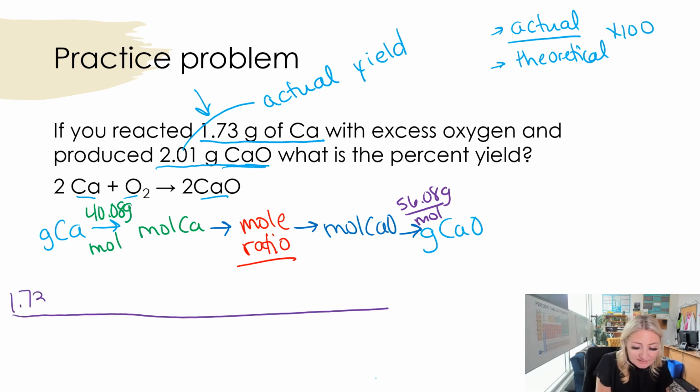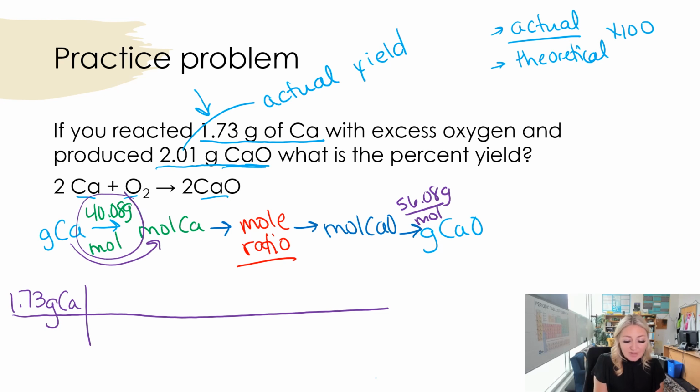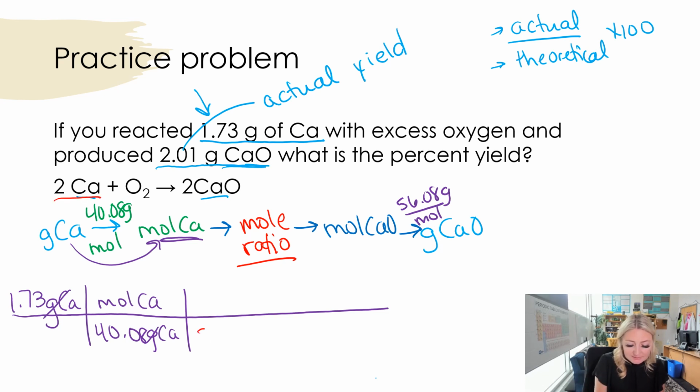So 1.73 grams of calcium, the first step is to convert that to moles. So looking at my conversion factor, I actually have to flip that. I want the grams on the bottom to cancel the grams of calcium. Now we have moles of calcium. We are ready for our mole ratio. Looking at our balanced equation, we have 2 moles of calcium. I'm grabbing that straight from the coefficient per 2 moles of calcium oxide.